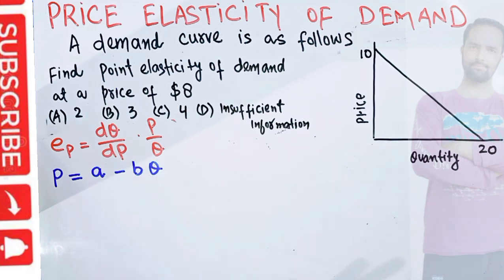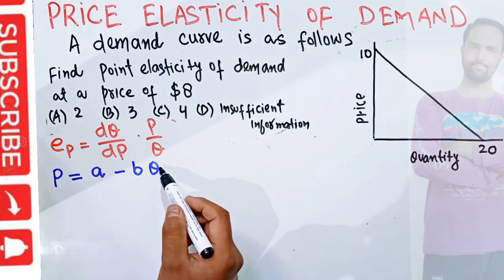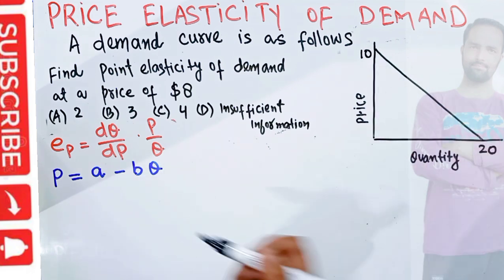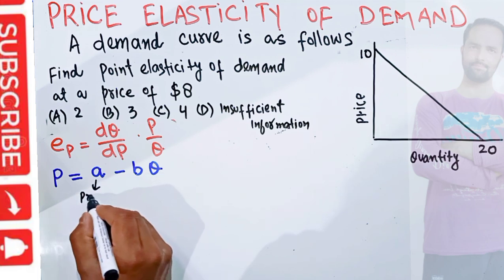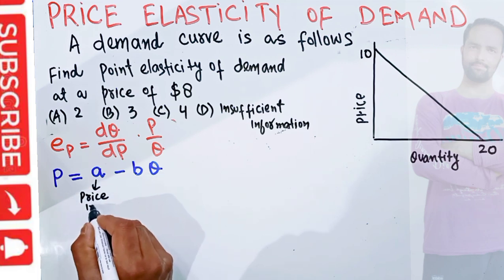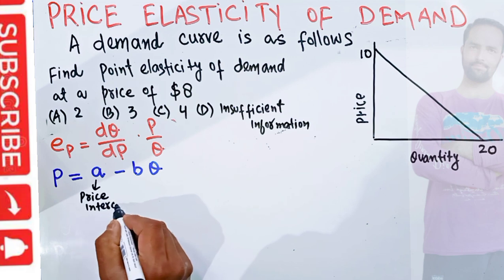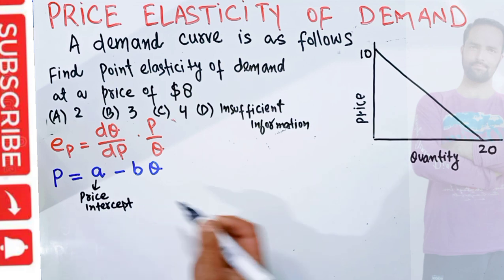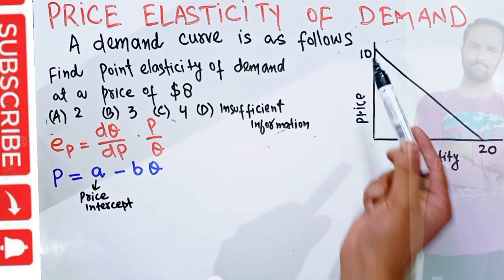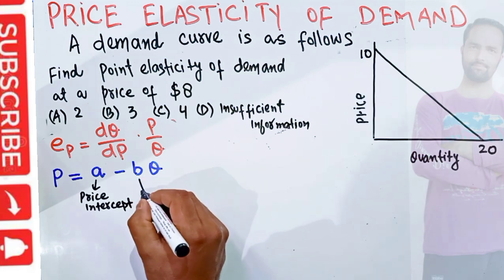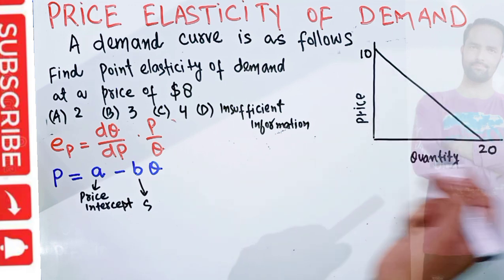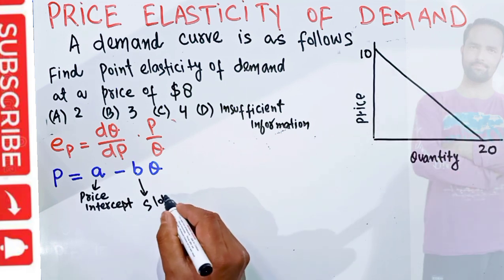Now let me explain the terms here. P is the price, Q is the quantity demanded in this figure. This A is actually the price intercept, the point where this demand curve touches the vertical axis, and this B denotes the slope of this demand curve.